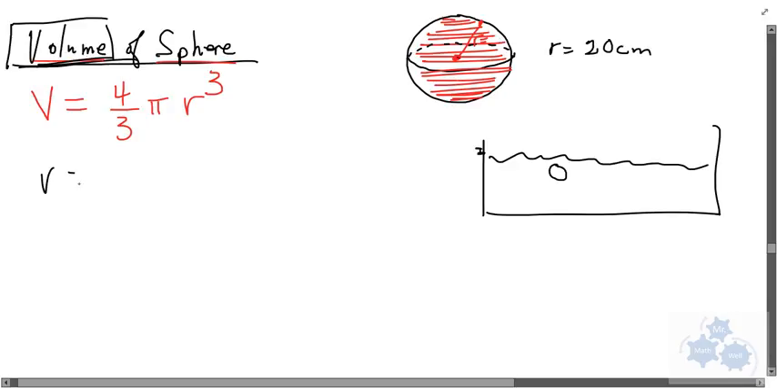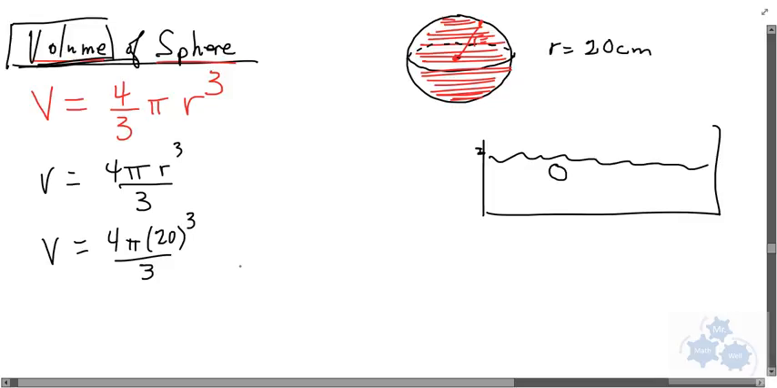So let's do that. 4, and yes, you can do this as well. 4 times pi times r cubed all over 3. Students ask me about that too, and that's totally fine. You can do all this up top first, then divided by 3. So volume is 4 times pi times 20 cubed divided by 3.